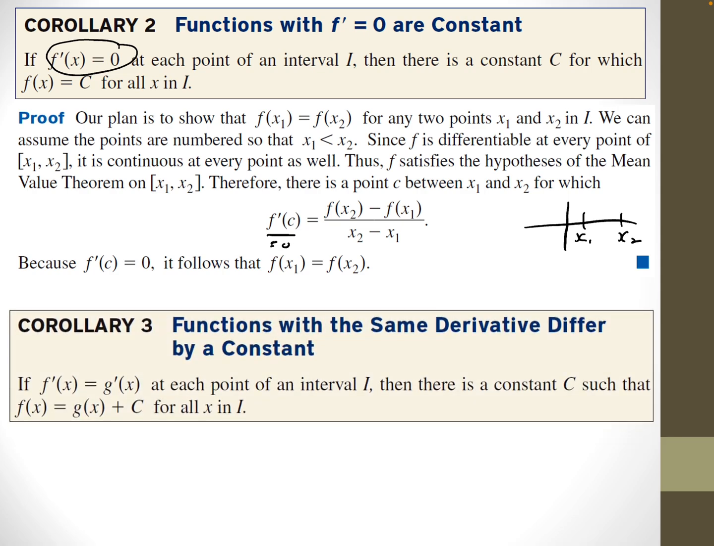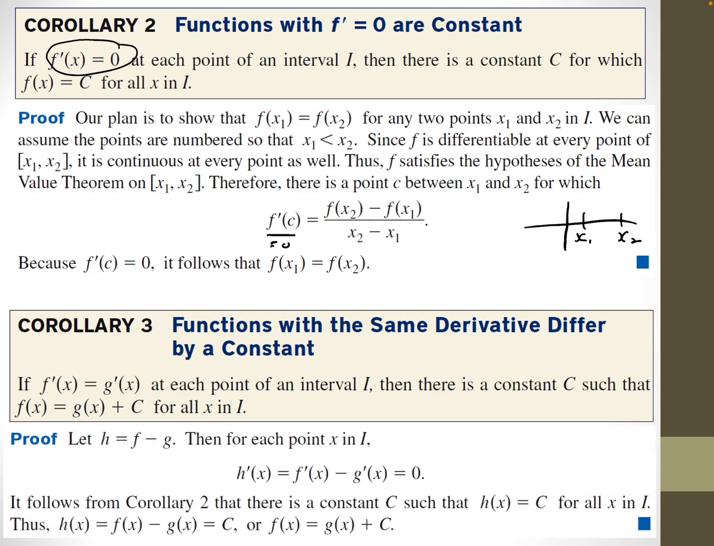And the last corollary there is that functions with the same derivative differ by a constant. If you find that two functions have the same derivative, then there must be a constant so that f at x and g at x only differ by a constant. So how do we prove that?